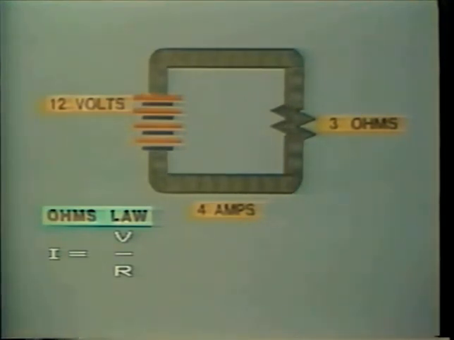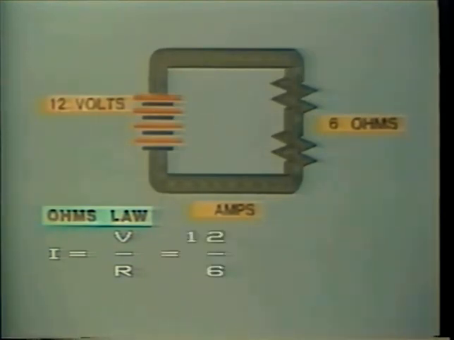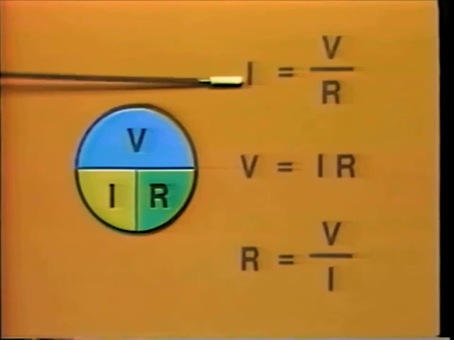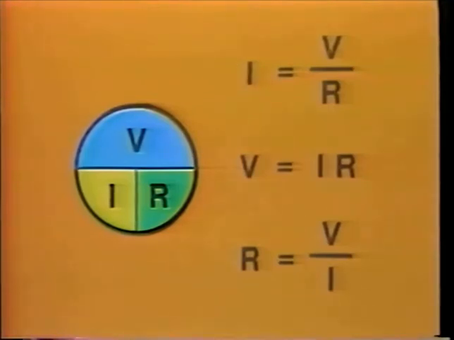But if we now insert another identical heater in series, we double the resistance from 3 to 6 ohms. Then current will equal 12 volts divided by 6 ohms, which equals 2 amps. Therefore, doubling the resistance and keeping the voltage constant cuts current in half. Ohm's law, I equals V over R, can be rearranged as V equals I times R, or R equals V divided by I.